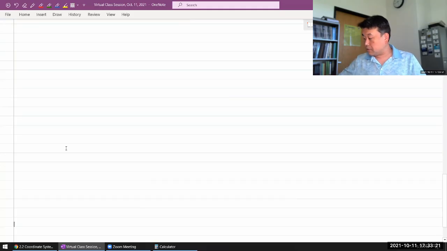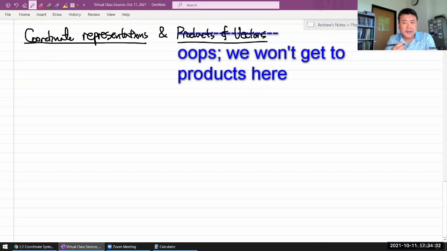So let me call this, I guess mathematics overview is a bit too vague. Maybe this is the way to title it. Let me call it coordinate representations and product of vectors. So let me start out with the coordinate representation. That's probably the most intuitive part that we can start with.